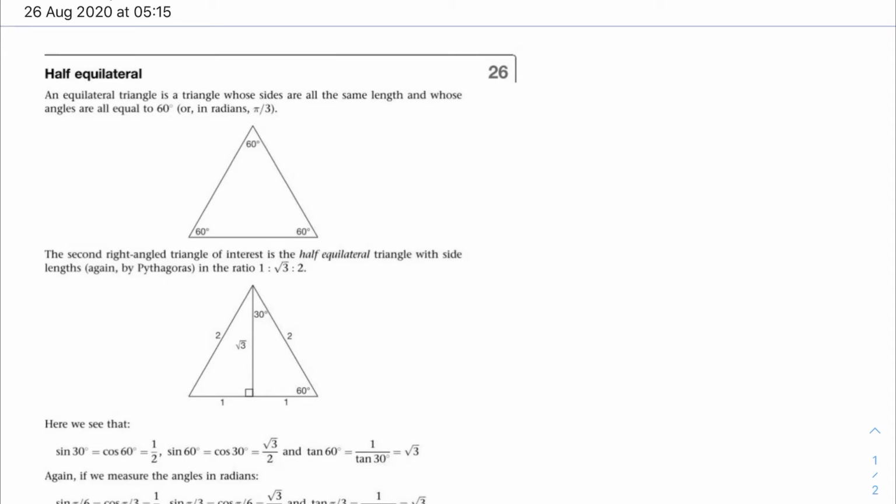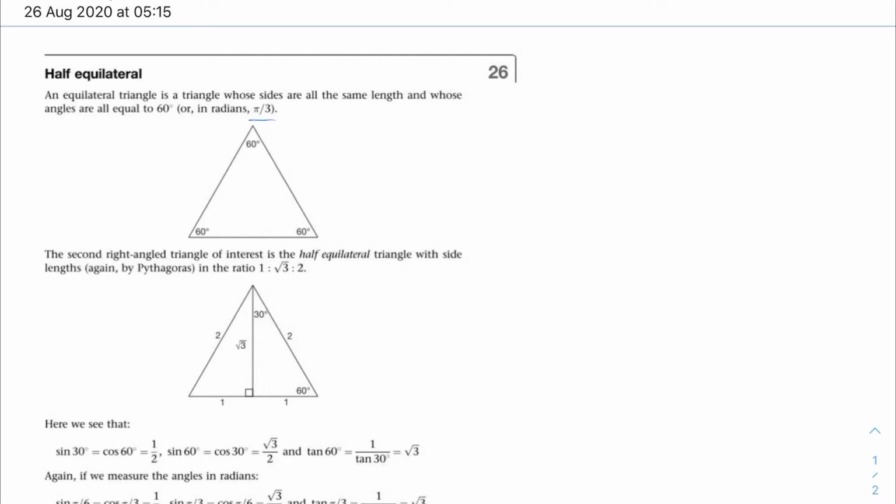So we're still going through the Stroud Engineering Mathematics book, and we're on the trigonometry chapter. We're now on to half equilateral triangles. An equilateral triangle is a triangle whose sides are all the same length and whose angles are all equal to 60 degrees, or in radians, pi over 3.